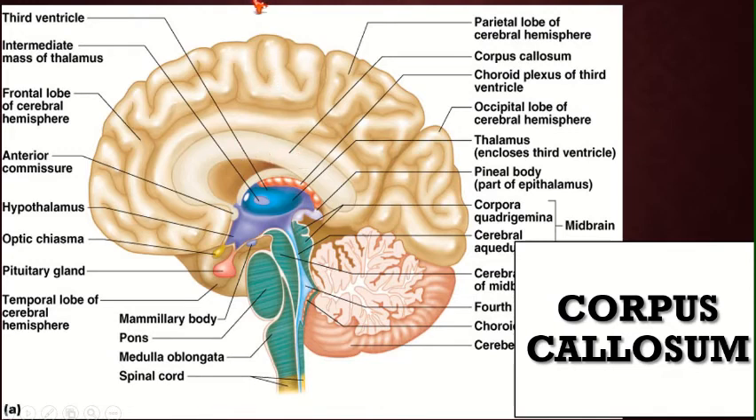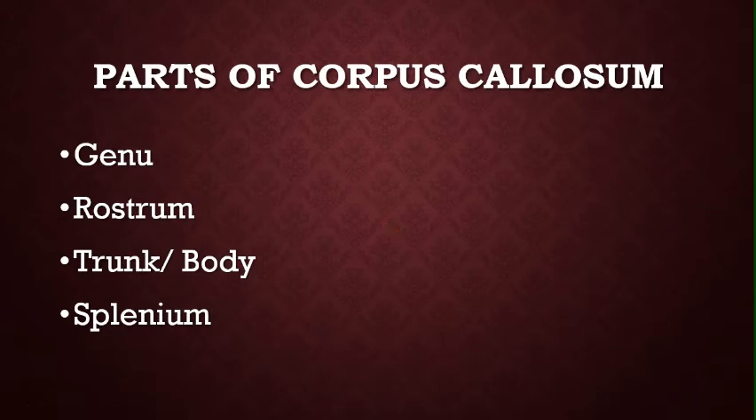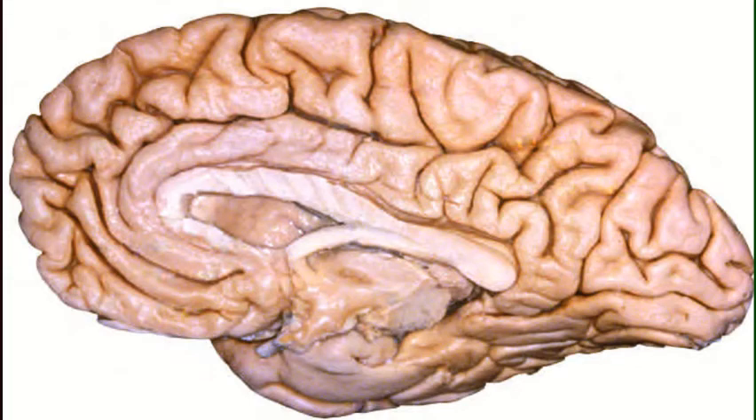Okay, rostrum, the narrow band, then genu, the curved anterior bend, then we can identify the body or trunk, and most posteriorly we can identify the splenium. These are the parts of the corpus callosum: rostrum, genu, trunk or body, and the splenium. So in this cerebral hemisphere, you can identify this narrow band is the rostrum, the curved band is the genu, then the trunk or body. Then this is the splenium, most posteriorly.